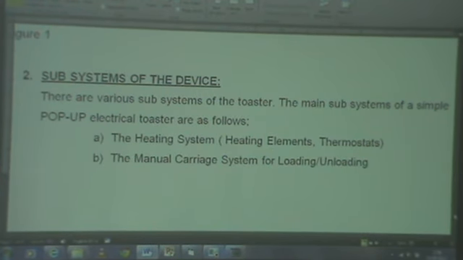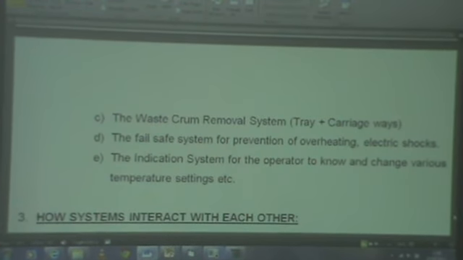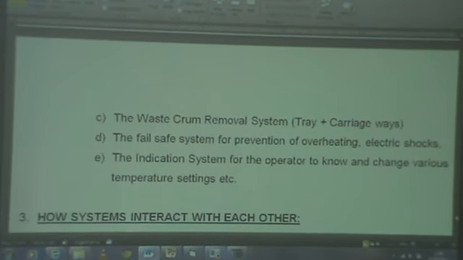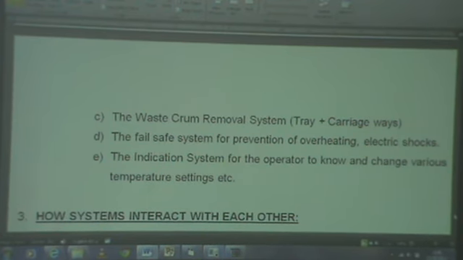So in a pop-up toaster you have the heating system, the manual carriage system for loading and unloading, the crumb removal system, जो ट्रे होती है नीचे, the fail-safe system for prevention of overheating and electric shocks, अगर पानी पड़ जाए तो, fail-safe system, fuse है, नहीं है, fuse etc. The indication system for the operator to know and change various temperature settings, जो thermostat होता है.